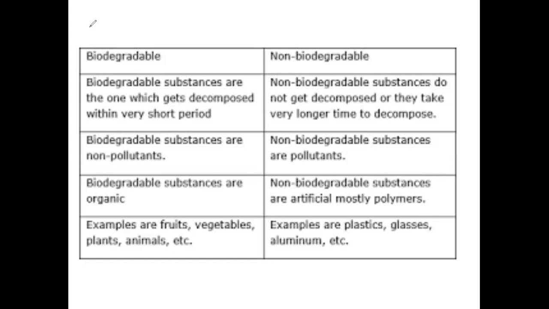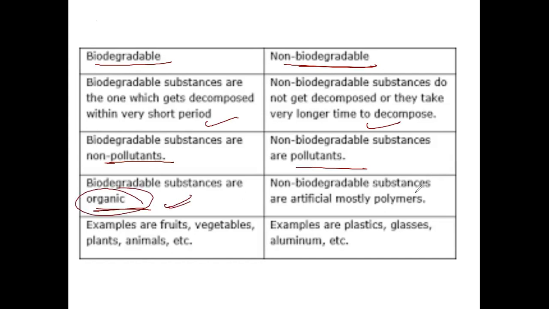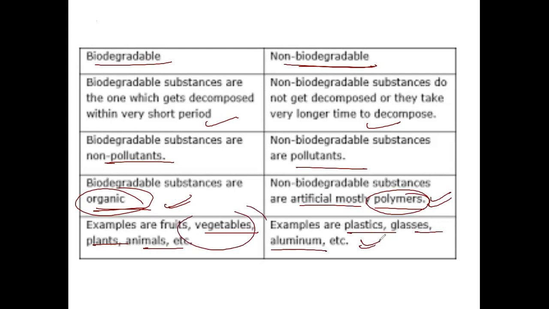This is the difference between biodegradable and non-biodegradable. All organic materials are biodegradable, and artificial materials, mostly polymers, are non-biodegradable. Plants, animals, vegetables are biodegradable. Plastic, glass, aluminum are non-biodegradable.